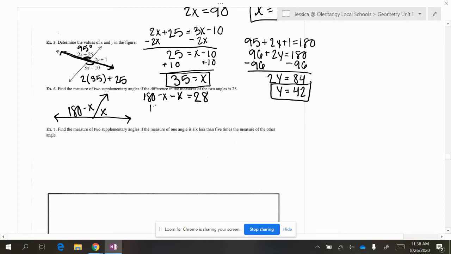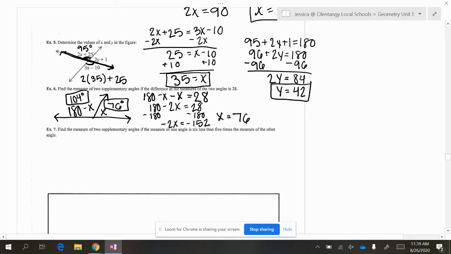So then 180 minus 2x equals 28, and you get negative 2x to be negative 152, and x is 76. So this angle would be 76 degrees, but 180 minus 76 is 104. So our angles would be 76 and 104 degrees.